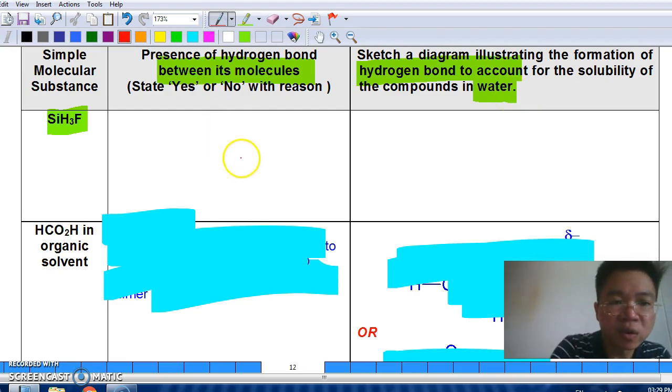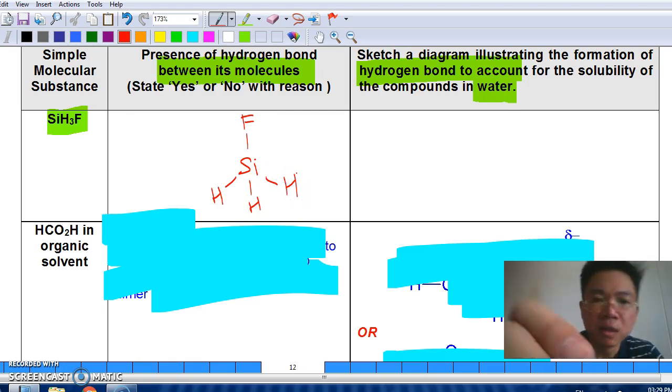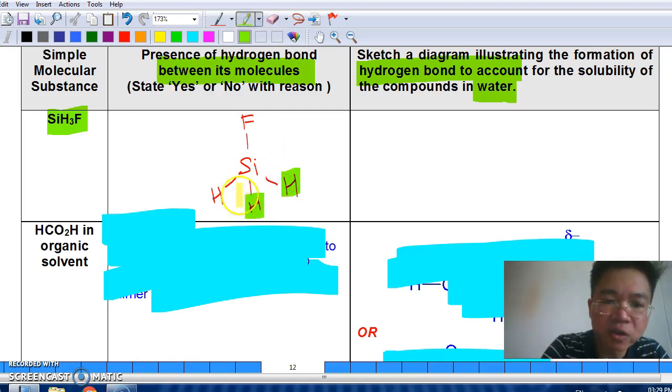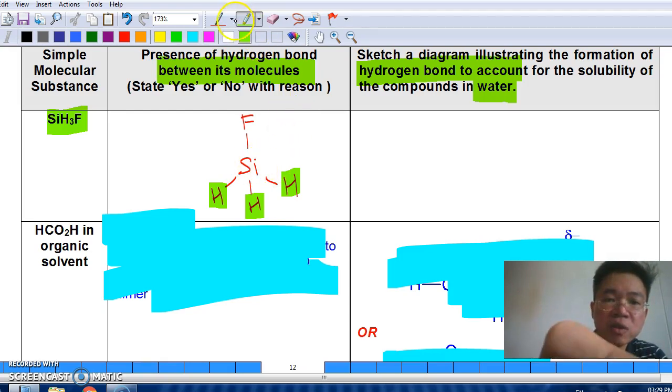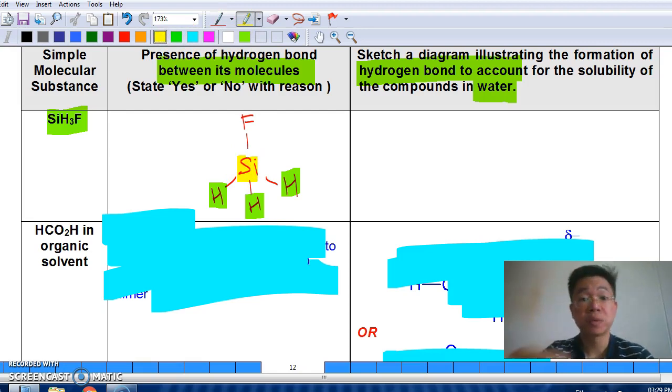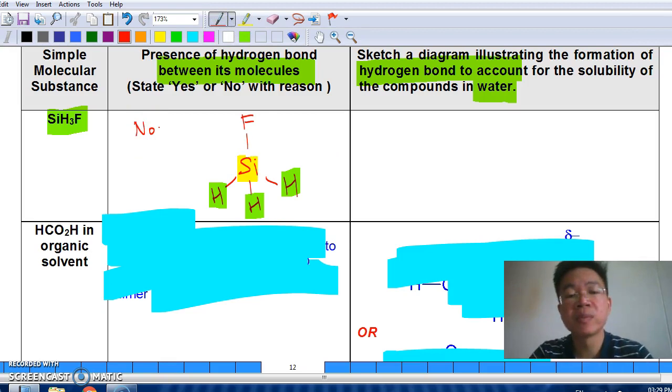Okay, so let's first draw the structure. Si, F, and 3H. 1, 2, 3. Okay, let's consider the H. It contains H. Can this H form hydrogen bonding? Are they bonded next to N, O or F? The answer is no. Therefore, this molecule is not able to form hydrogen bonding within itself.